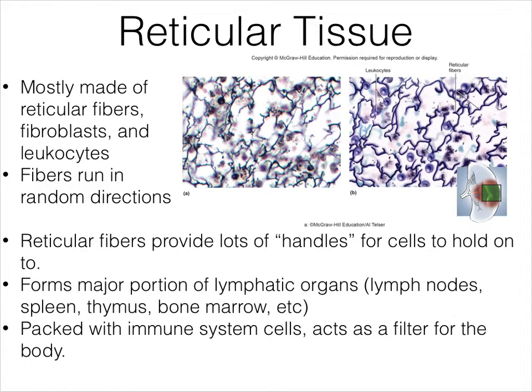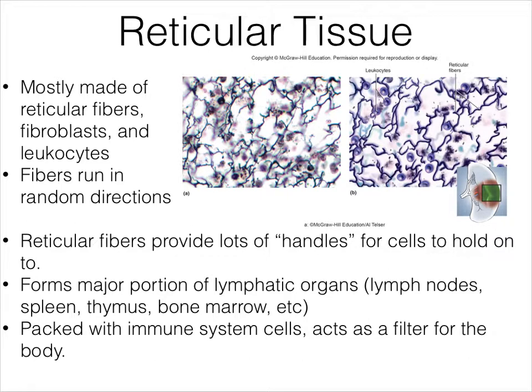The whole purpose of reticular tissue is to get lots and lots of cells hanging out together. The primary cell types are going to be fibroblasts, which make the extracellular matrix, and leukocytes. You can think of reticular tissue as being kind of like a singles bar for leukocytes. This is where leukocytes go to meet up with other leukocytes and hang out, usually to make antibodies and stuff like that. The reticular fibers make lots of handholds that lots of cells can hang on to, so you see a relatively high density of cells.